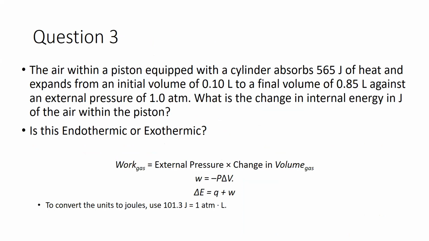All right, so here's just a quick question to see if we understand this. We have a piston, and this piston absorbs 565 joules of heat, and it expands from 0.1 to 0.85 liters against an external pressure of 1 atmosphere. Therefore, what is the change in internal energy? And is this endothermic or exothermic? So take a few minutes here at the beginning, try to do this math, and let me know if you have any questions. Otherwise, I will be back to work this out in a minute or so.